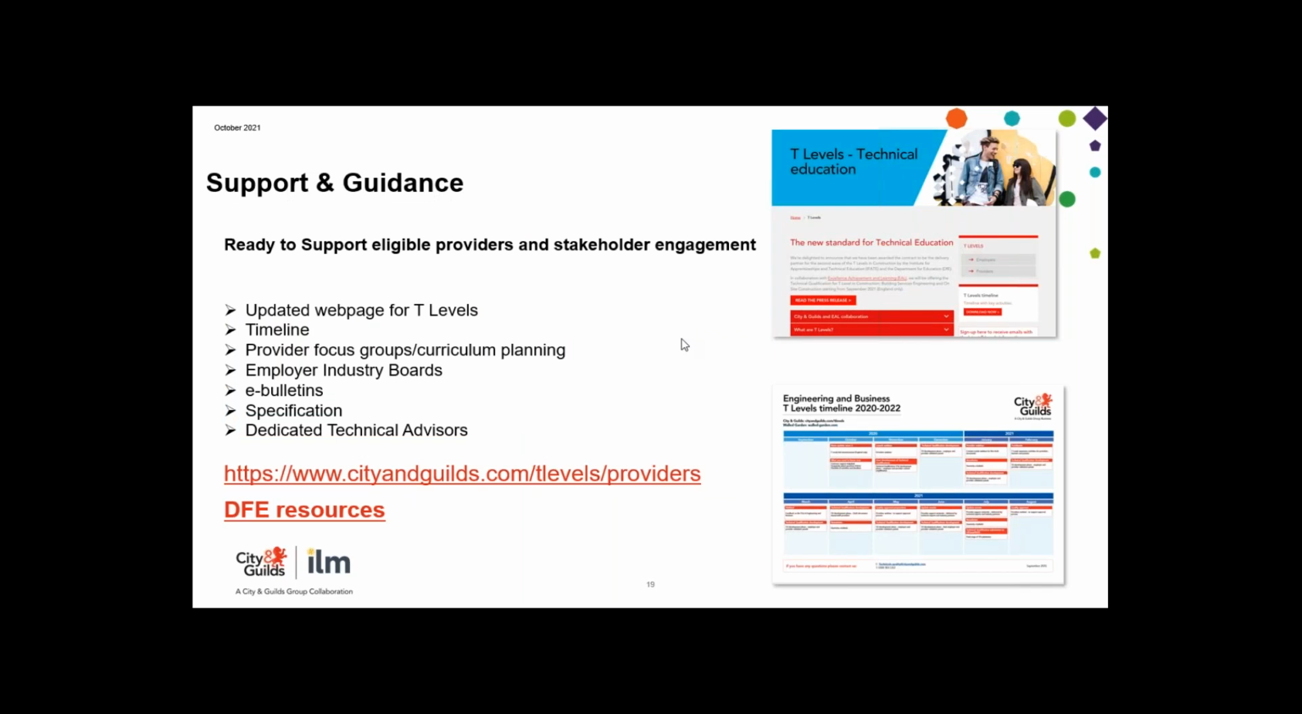So as I said before, we've updated the website. We've got a dedicated T-level website. We've got the timeline that I've just shown you there. We've got these provider focus groups and curriculum planning groups coming up. We do also have industry boards, which is the other side of it, I guess, which is the employers. So we are also working with the employer side and looking at what their needs are in terms of the T-levels, what they want for people that have gained a T-level, and they're also a good source of information around finding industry placements. So we do have a strong connection with the employers as well.